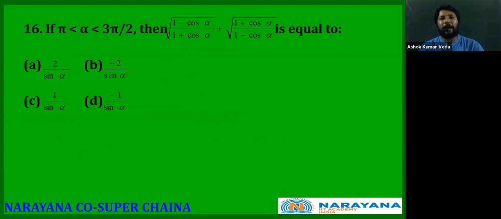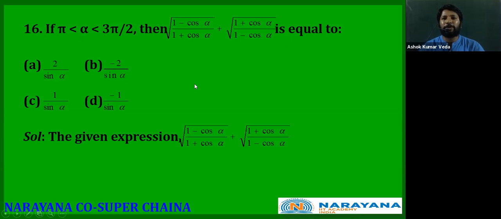If alpha lies between pi and 3 pi by 2, then the square root of (1 minus cos alpha upon 1 plus cos alpha) plus the square root of (1 plus cos alpha upon 1 minus cos alpha) is equal to what? This is a very interesting question, because here alpha does not lie in the first quadrant. Alpha lies in which quadrant? It is the third quadrant. So alpha lies in the third quadrant. Let us see how that changes your method of solving.